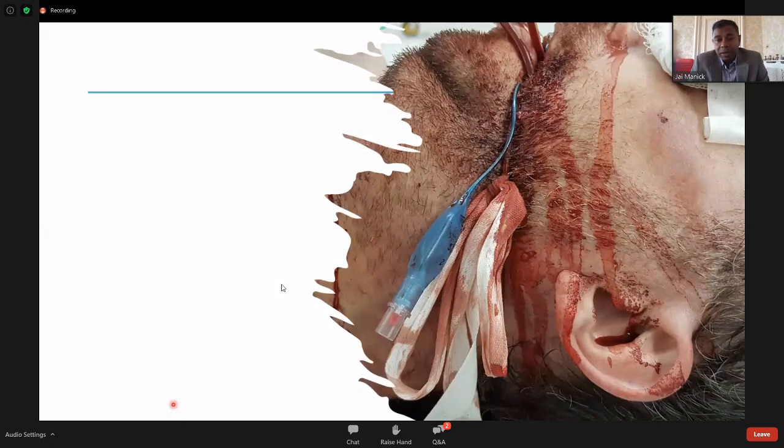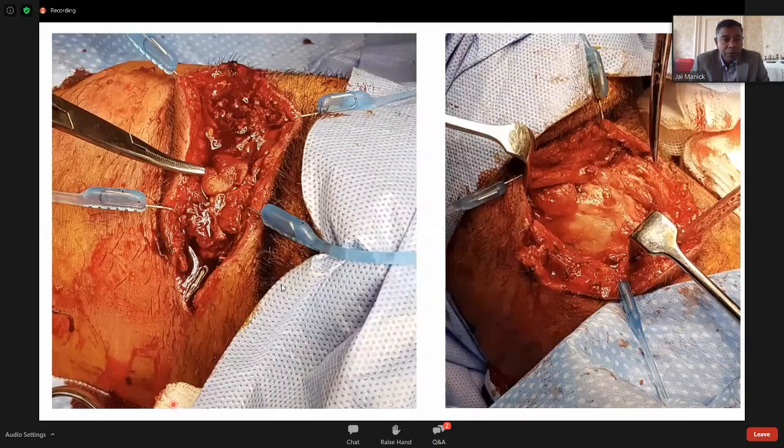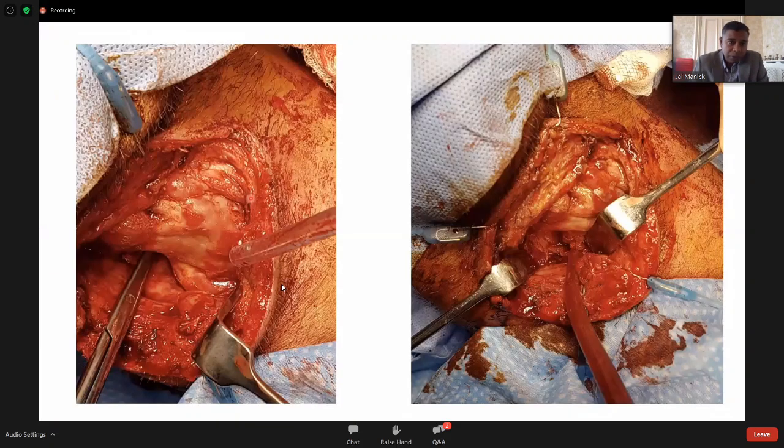So I took him to the theater again. When I opened the neck, there was actually food material in the neck. What the forceps are showing is the breakfast from the morning. One has come out of the neck, and then further one. This is the thyroid cartilage. This is the superior part of the neck. This is the lower part of the neck.